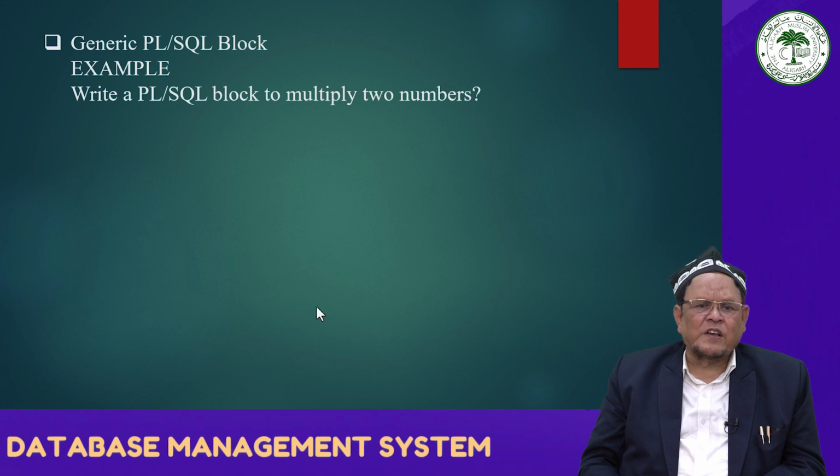Then we'll discuss generic PL/SQL blocks. By example we are able to understand. So there is some program: write a PL/SQL block to multiply two numbers. You have to multiply two numbers. What you have to do?